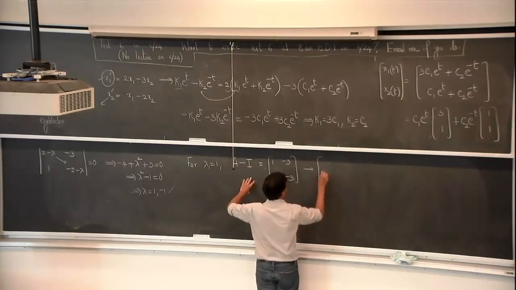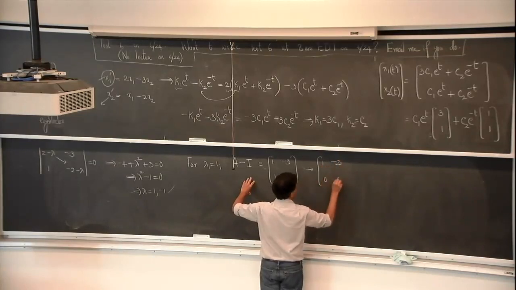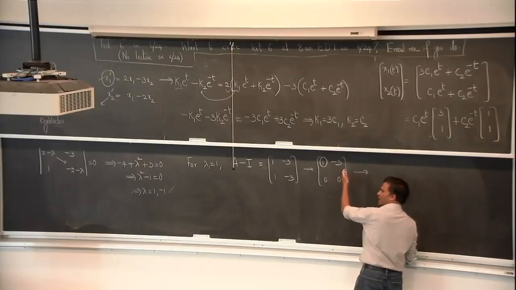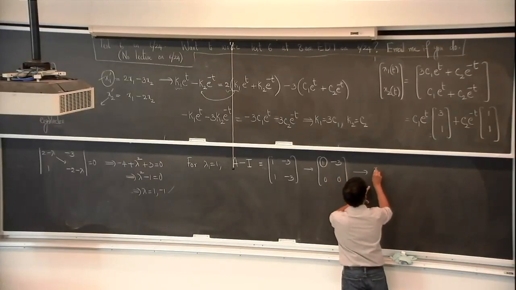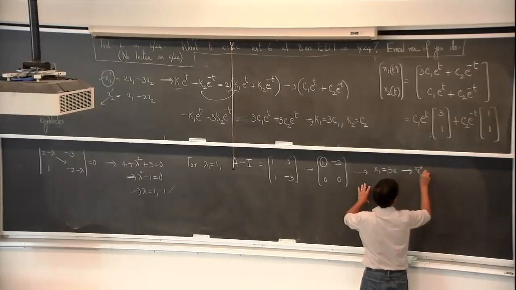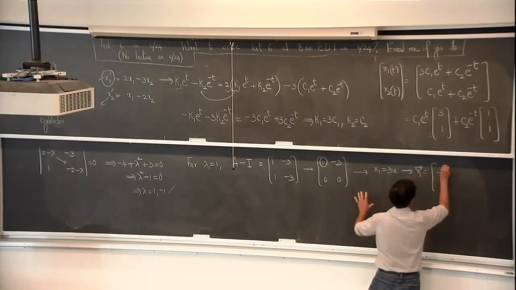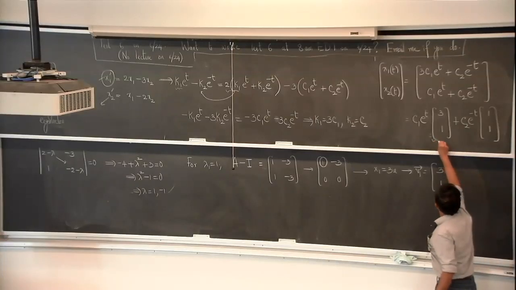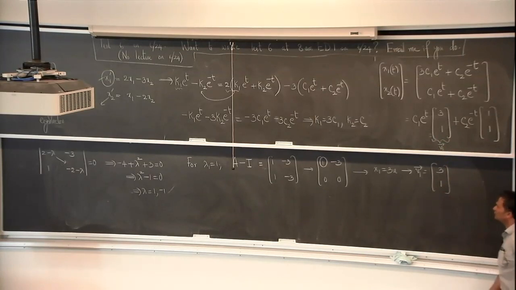Which becomes 1, -3, 0, 0. x1 is basic, x2 is free, so you get x1 equal to 3u, and the eigenvector is (3, 1) if you pick u equal to 1 as your free variable. Look at how much work we had to do earlier to get the (3, 1) and how much work you had to do here to get a (3, 1).